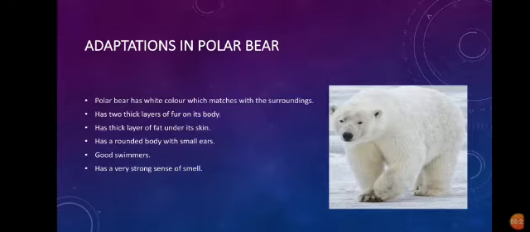Now while swimming under the water, the polar bear can close its nostrils and remain under the water for a long duration. And last but not the least, this is a characteristic of almost all the animals of the animal kingdom. The polar bear also has this characteristic, that is, they have a very strong sense of smell. Now this very strong sense of smell helps the polar bear in locating and catching its prey for food. So this is all about the adaptations in polar bear.